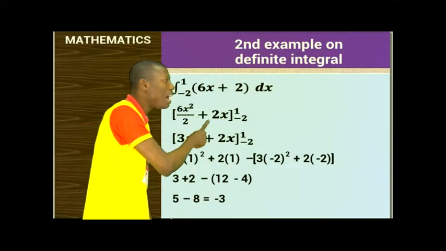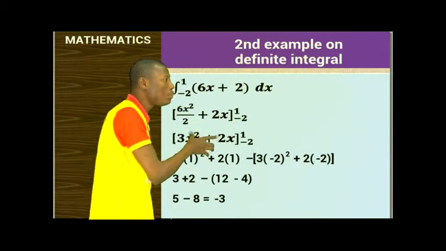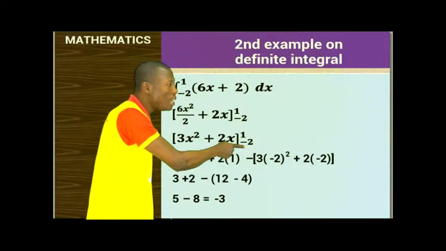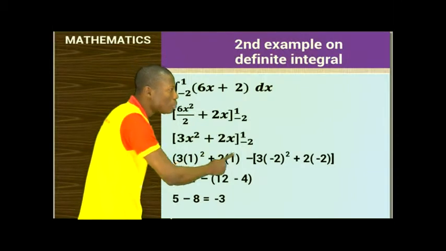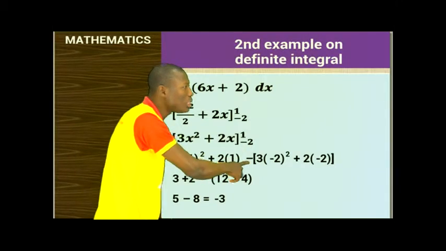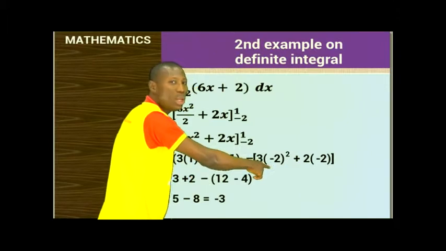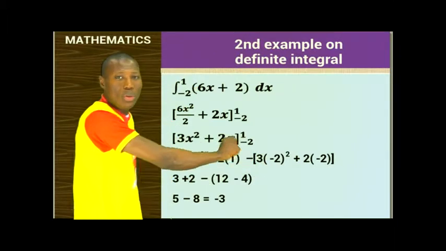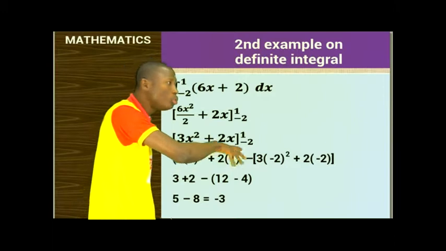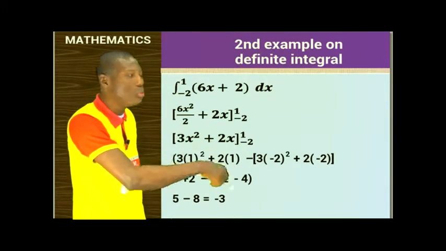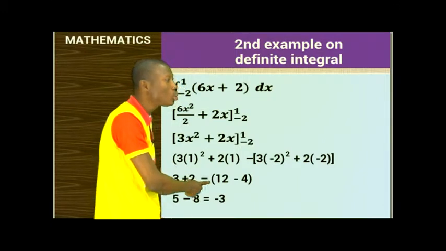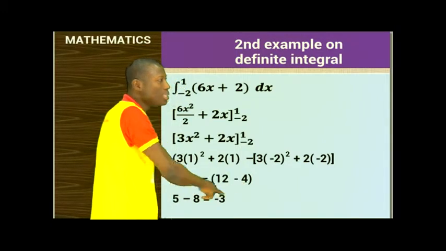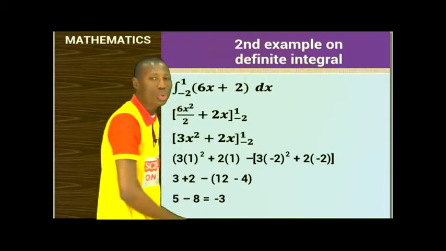Then I've integrated, I have this one, I have 1, I have minus 2. Then in this place, I have 3x squared plus 2x, I have 1 here, I have minus 2 here. Then in this place, I substituted the 1 inside. You have another bracket here, minus, then I substituted minus 2 inside. Whenever you are substituting a negative value, be very careful to work with the negative so that the negative doesn't nullify the correct answer. So at the end I have 3 plus 2 minus 12 minus 4, which is equal to 5 minus 8. So the answer for this one is minus 3.